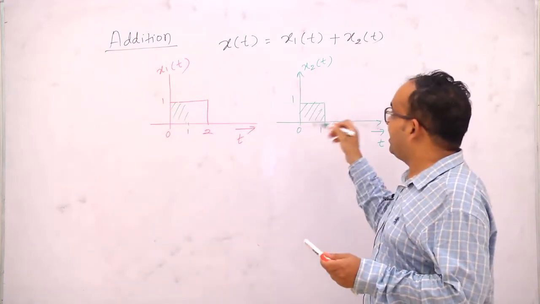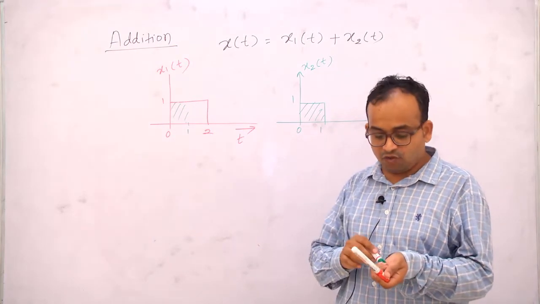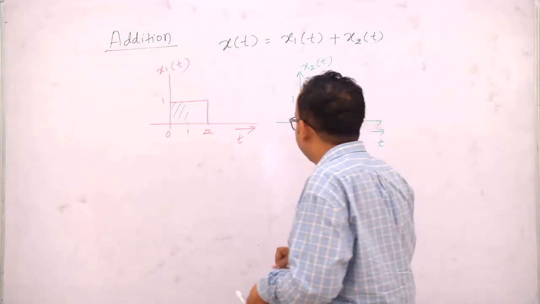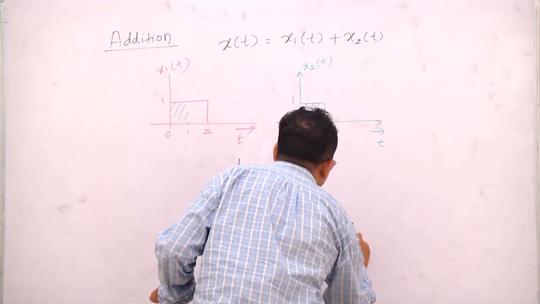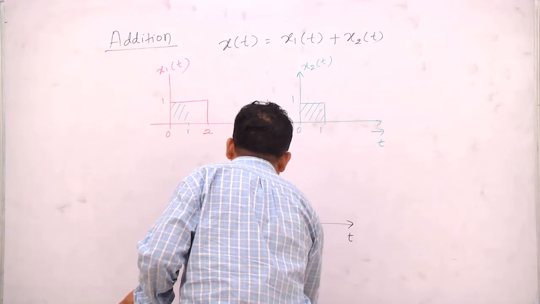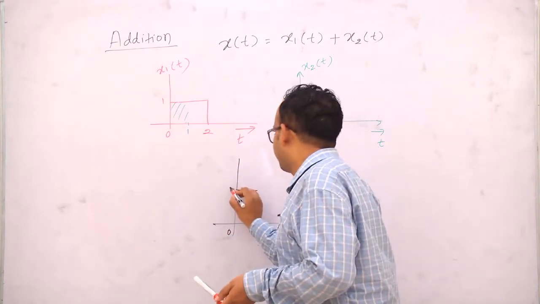So if we add 1 plus 1, what will we get? Very simple thing, 2 we will get. So what am I drawing now? I am drawing a signal like this, the x of t. From 0 to 1, I am drawing 2. This is your 2, right?